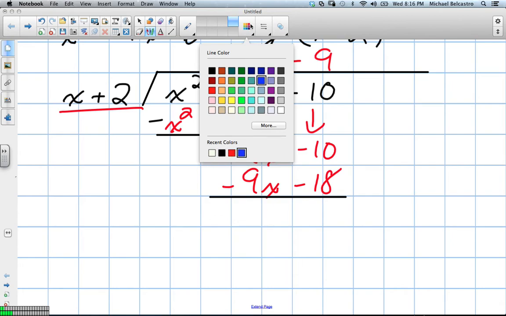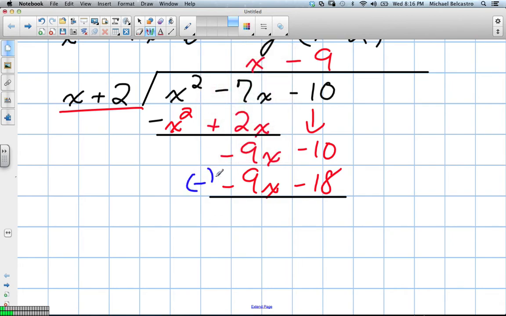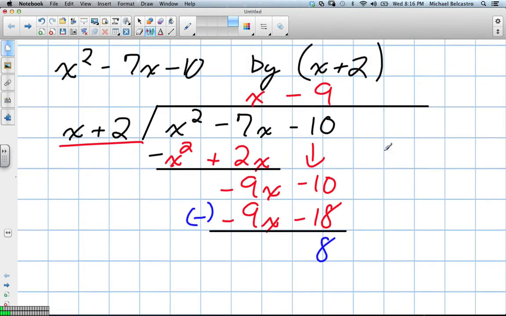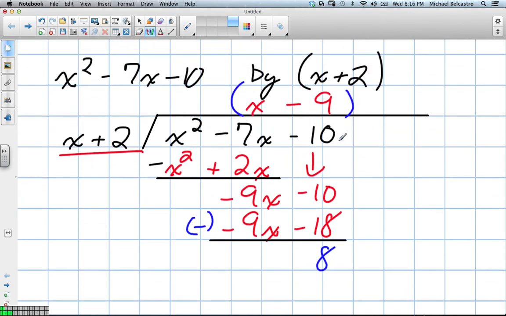And now we go to the subtraction. So we subtract these terms. What's negative 9x subtract negative 9x? 0. They cancel out. What is negative 10 subtract negative 18? It's 8. So what that means is our answer is x minus 9, remainder 8, when we divide it by x plus 2.